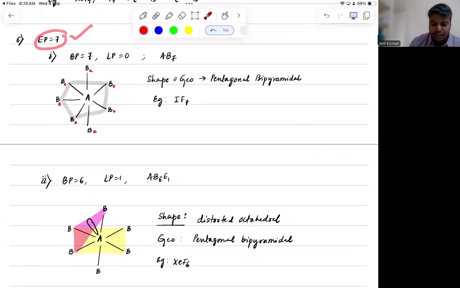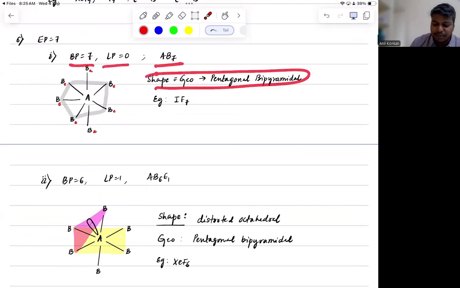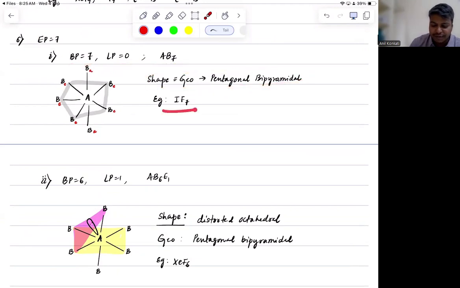Now AB7. You will notice that bond pair is 7, lone pair is 0. So shape and geometry is pentagonal bipyramidal. IF7 is pentagonal bipyramidal.